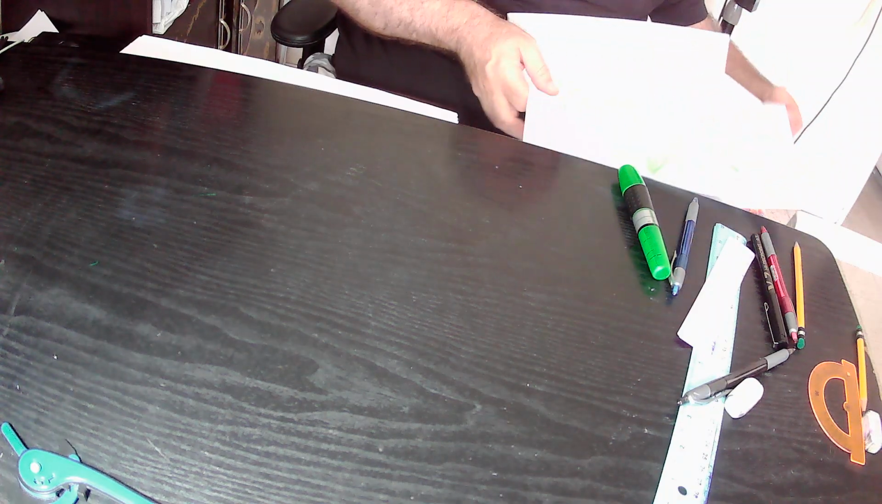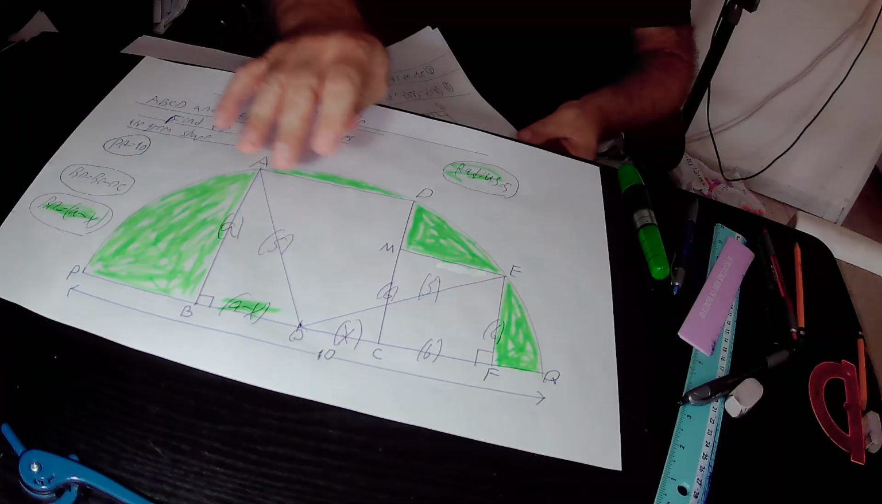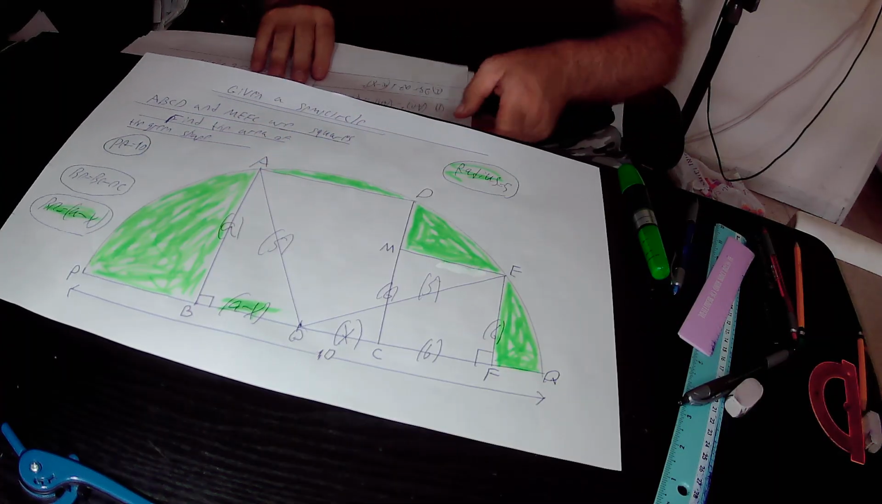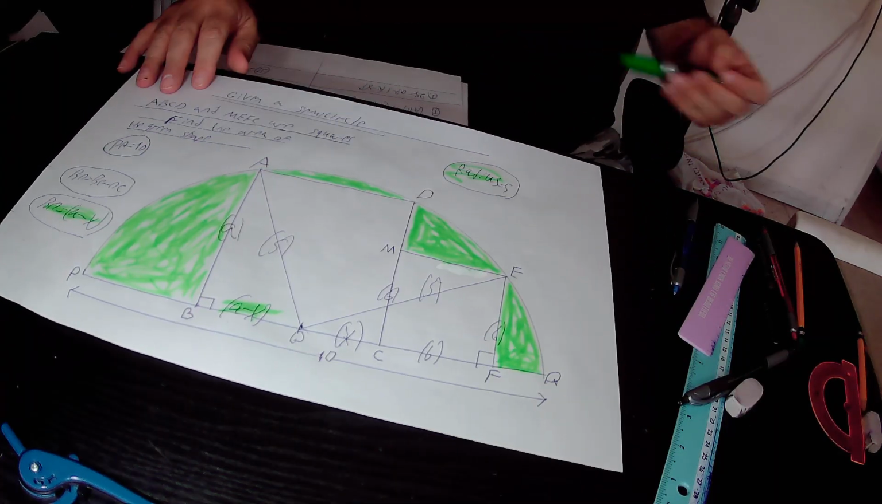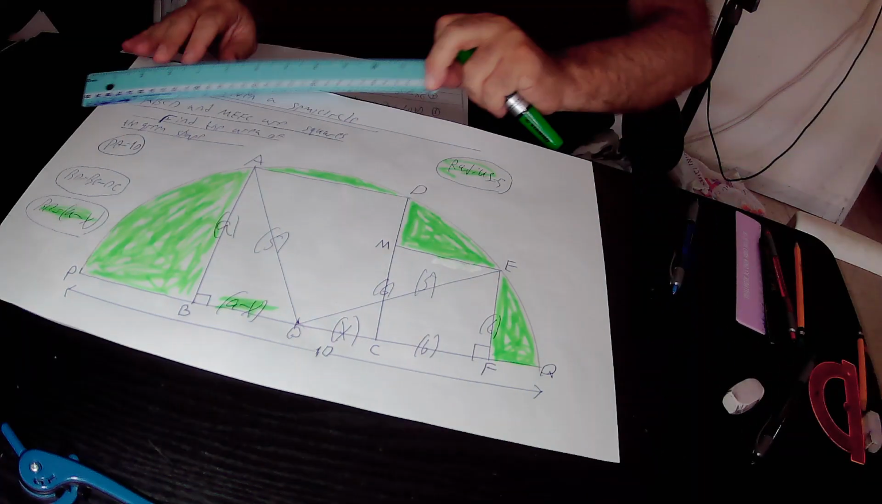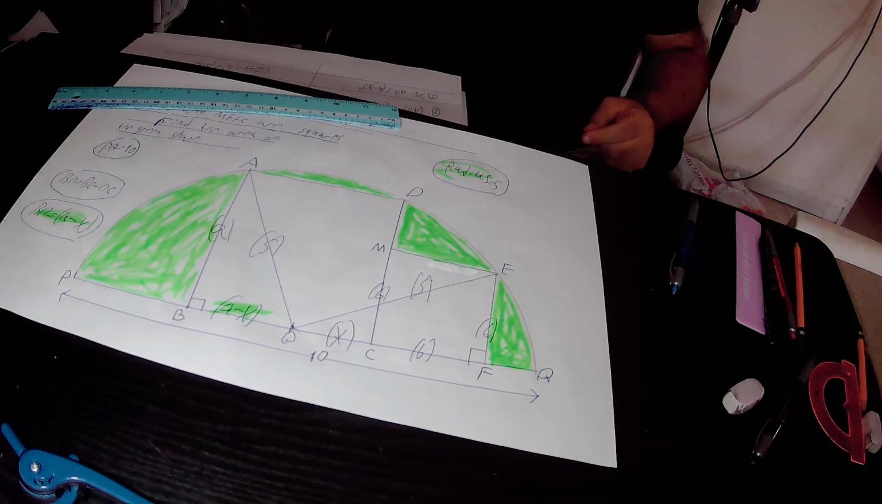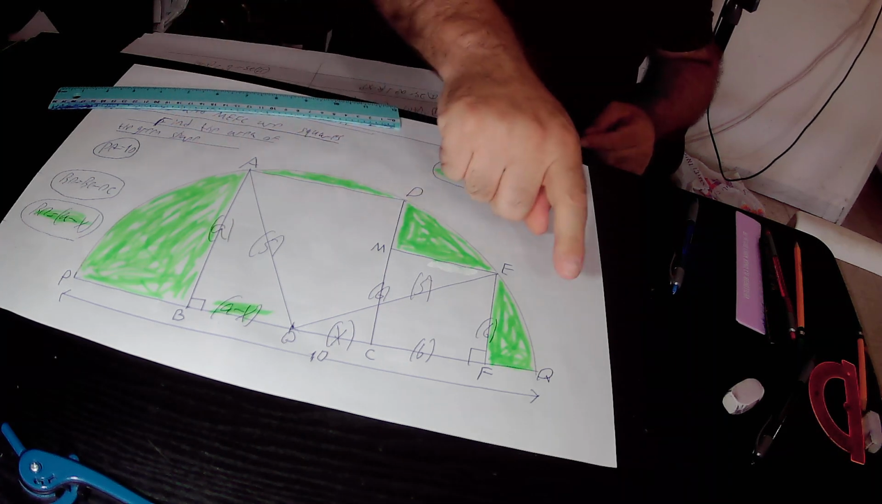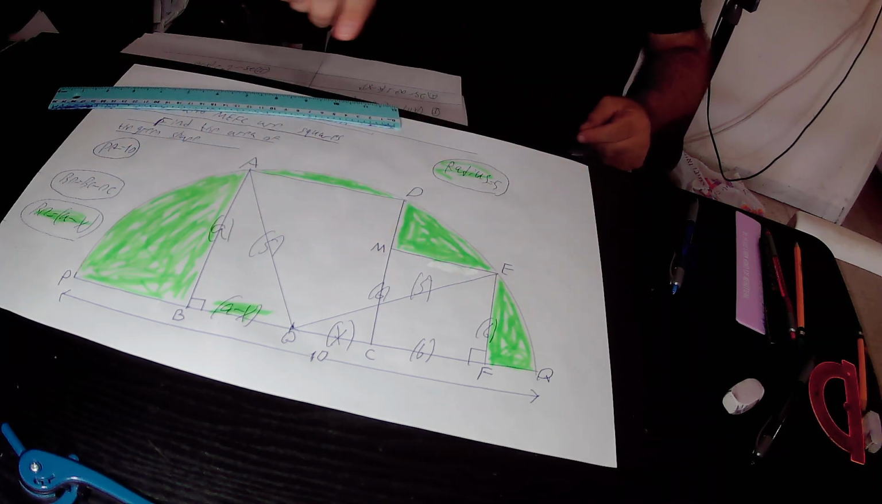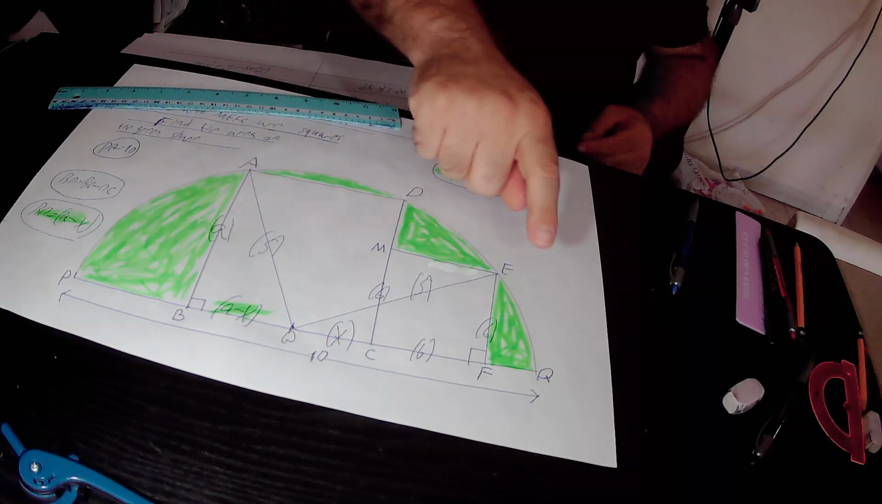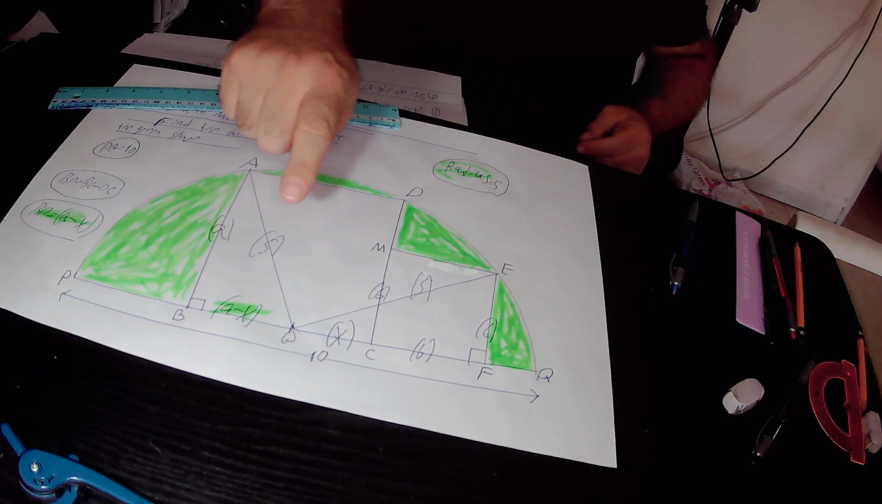In the second question, our task is to find out the area of this green shape. So, in the drawing, we have a semicircle. We know that PQ equals 10. That is to say, the diameter of this semicircle equals 10 units, and therefore the radius must be equal to 5.